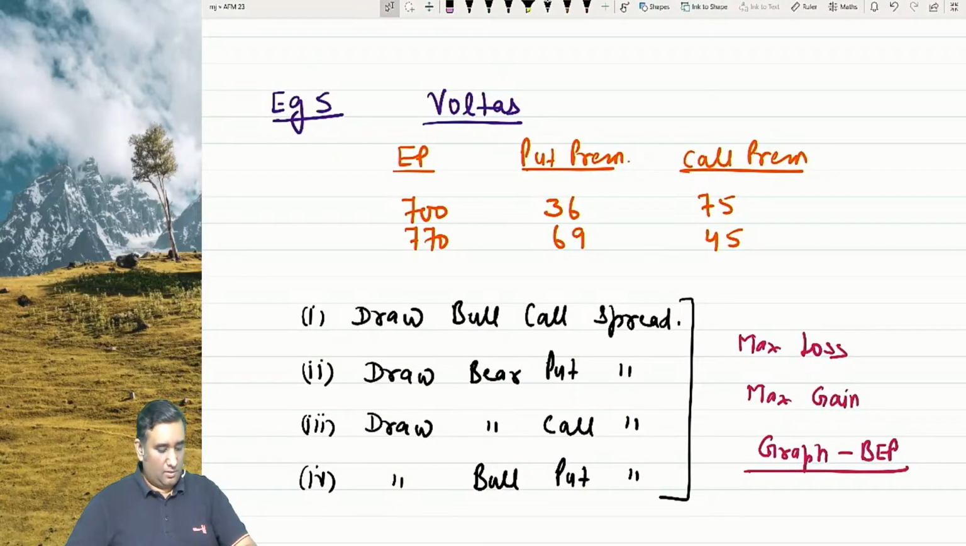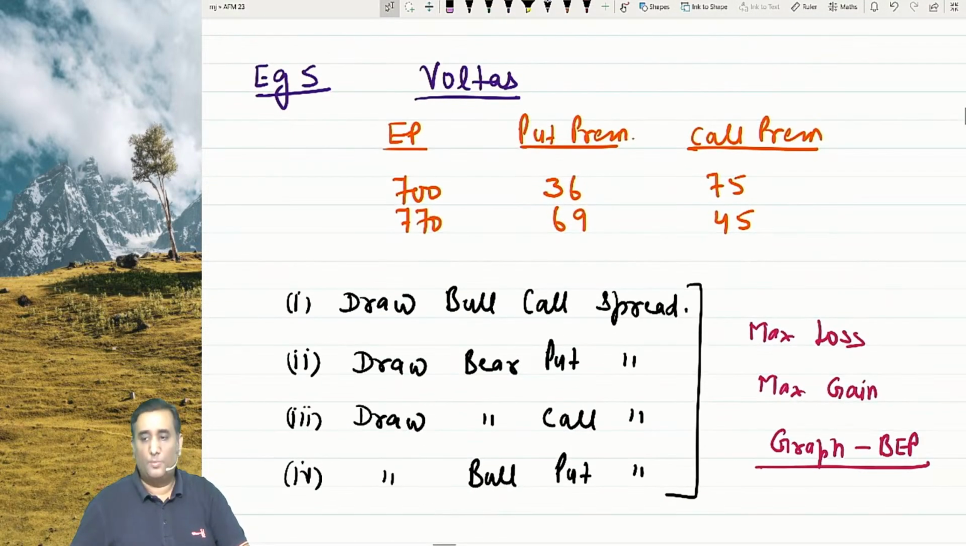Let me take this data. Copy down this data. We'll not do payoff profiles. What we'll do is try to make a graphical presentation of net profit, losses, and so on.